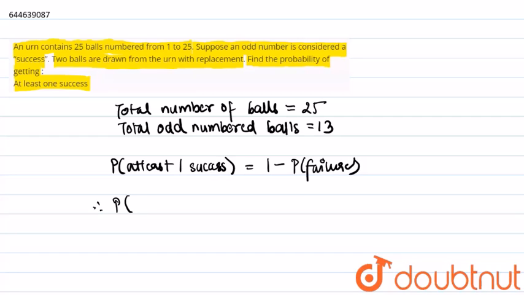Therefore, we can find the probability of failure as follows. For at least one success, they need to draw at least one odd ball. So the probability of failure comes from selecting none of the odd balls, that is 2C2, by picking both the even balls, each having probability 12 by 25.